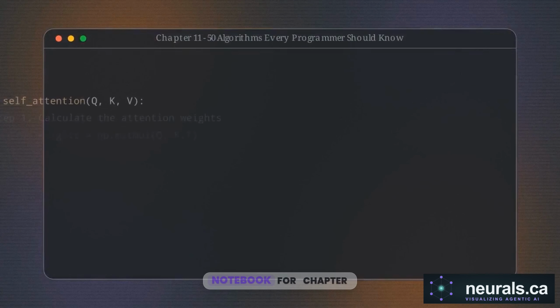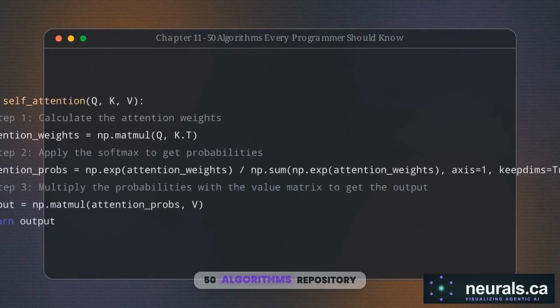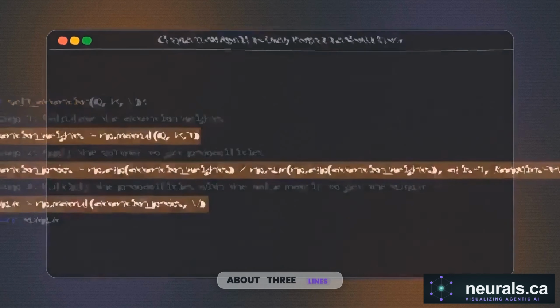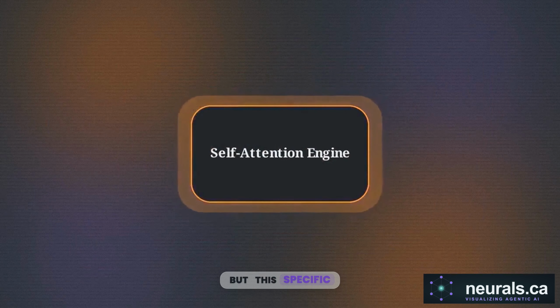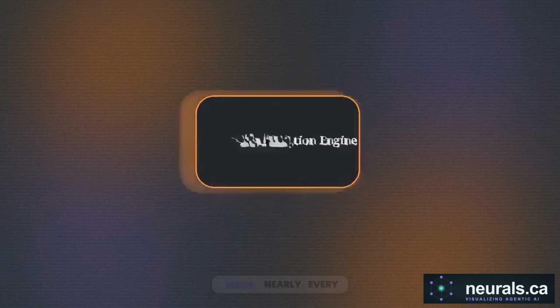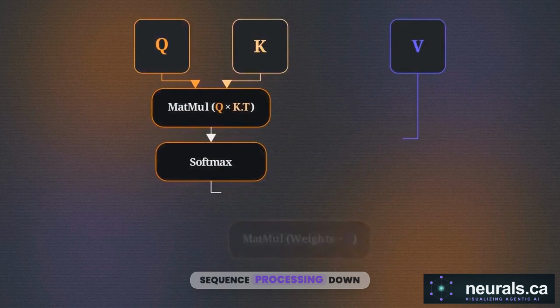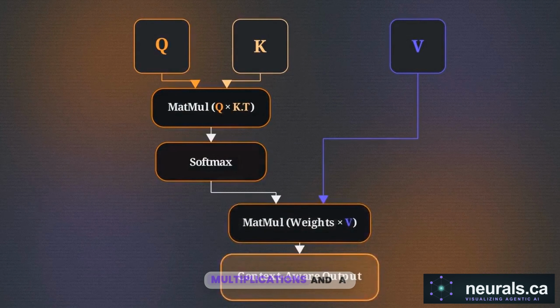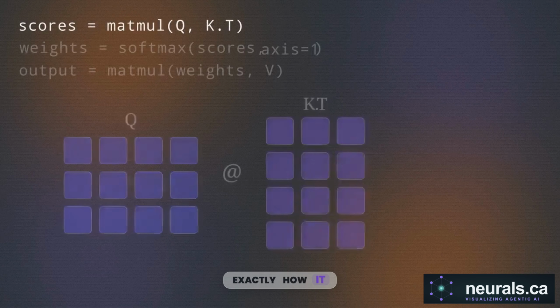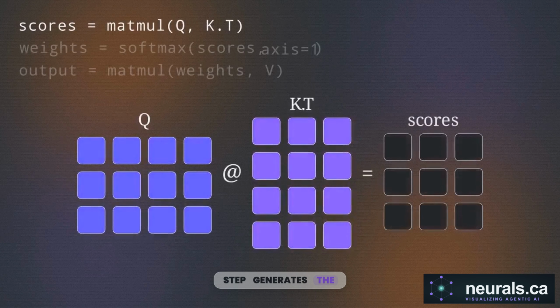Open the Jupyter Notebook for Chapter 11 of the 50 Algorithms repository, and you'll find this exact Python function, self-attention. It's about 3 lines of active math, but this specific code block is the engine running inside nearly every modern large language model. By stripping sequence processing down to 3 matrix multiplications and a single softmax calculation, let's break down exactly how it works. The first step generates the raw scores.